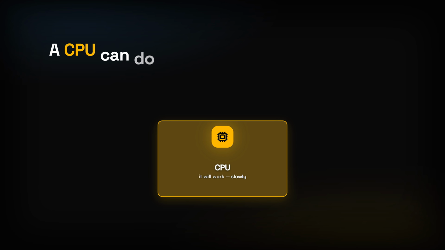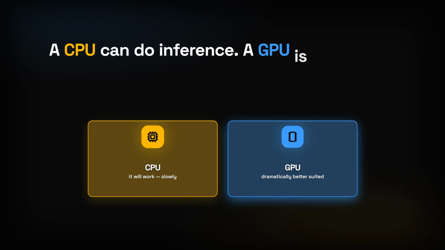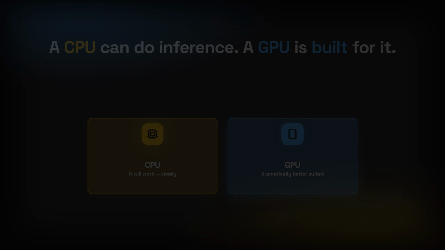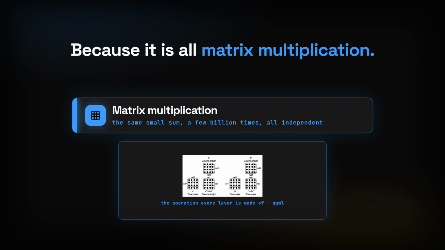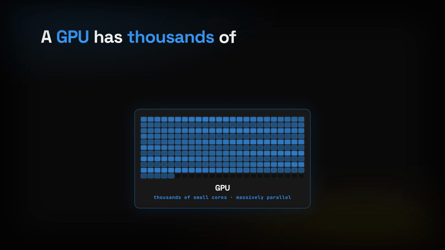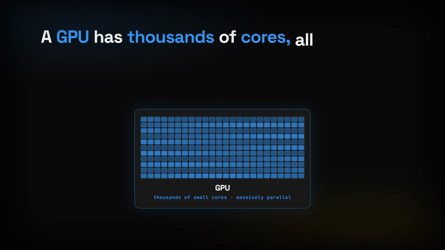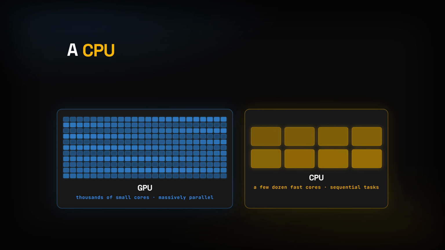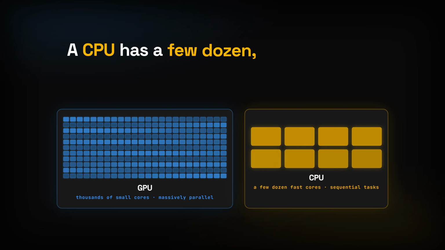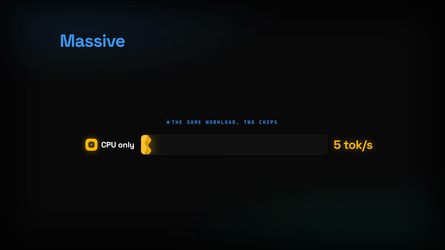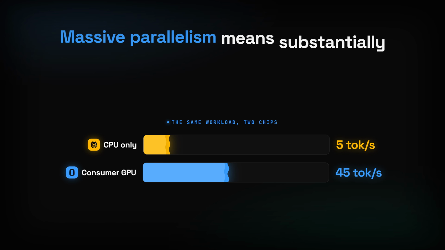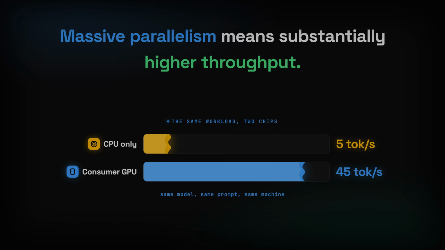Although CPUs can perform AI inference, GPUs are dramatically better suited for this workload. Modern language models rely heavily on large-scale matrix multiplication. GPUs contain thousands of processing cores capable of performing these operations simultaneously, whereas CPUs typically contain only a few dozen high-performance cores optimized for sequential tasks. Because of this massive parallelism, GPUs deliver substantially higher throughput for AI inference.